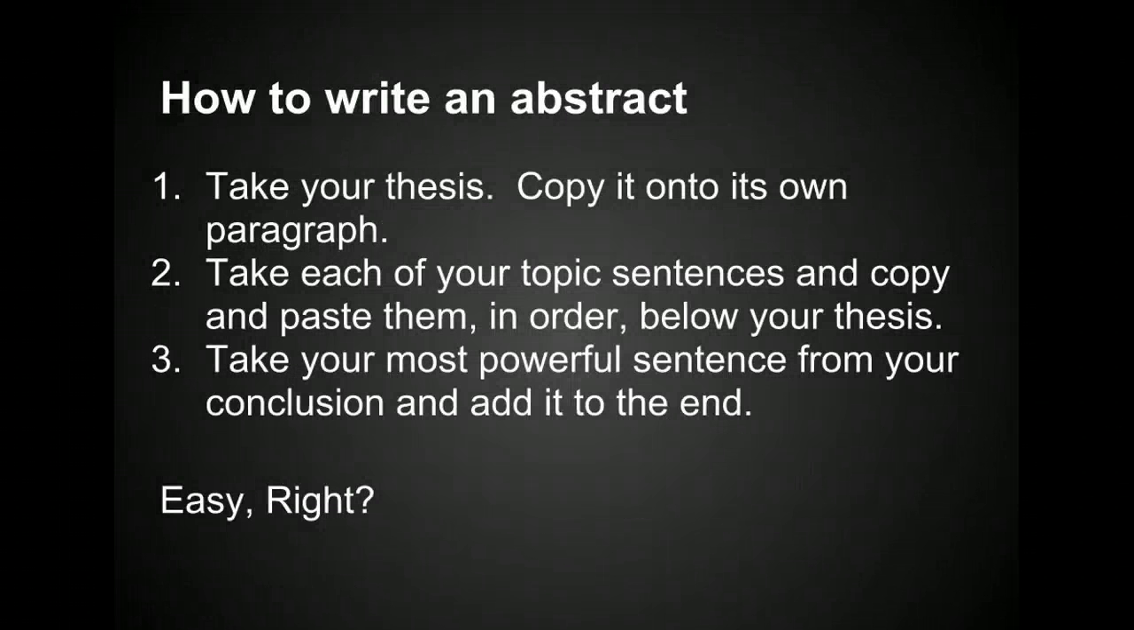So I'm going to give you a procedure for how to write your abstract. And we're going to practice this here in a second. You're going to take your thesis and copy it into its own paragraph. Then you're going to take each one of your topic sentences and copy and paste them in the order that you currently have them in your paper below it. And then you're going to take your most important sentence from your conclusion and paste it at the end. Right? Easy. No problem. You can identify your thesis. You can identify your topic sentences. You can figure out when you write it tonight what your most important sentence is from your conclusion, and you can paste them all together.